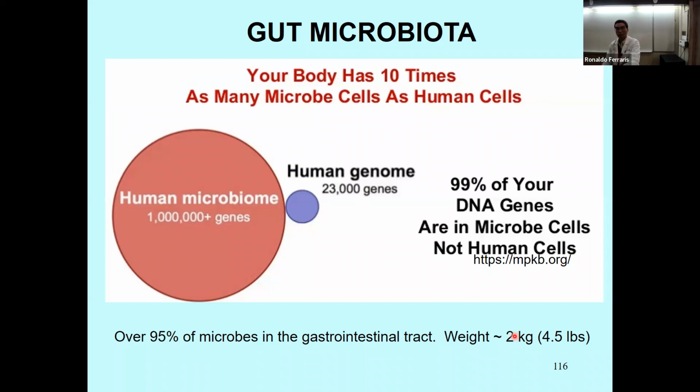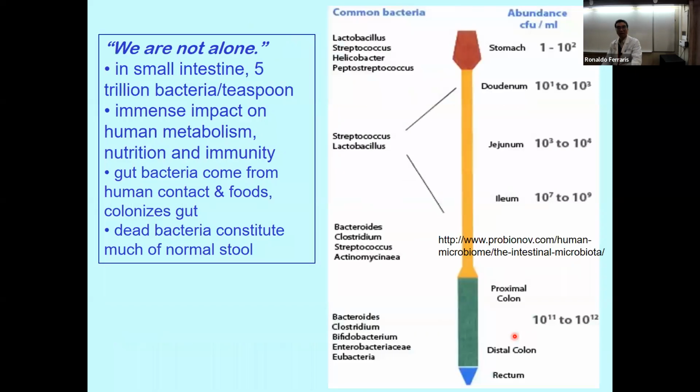Okay, more about the gut microbiome. So we are not alone. This is a colorful depiction of your GI tract from your stomach to your rectum. And the representative bacterial genera are found here, some of it expressed in terms of families. And this is the population density.